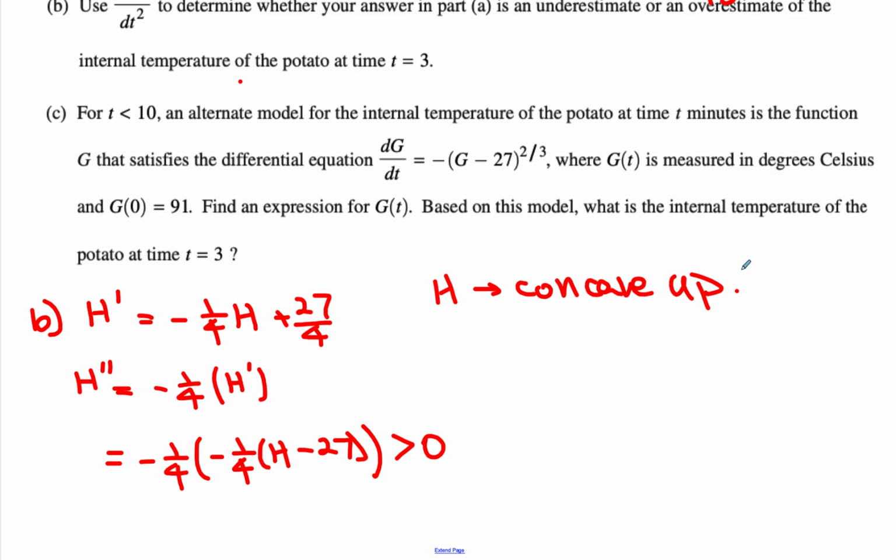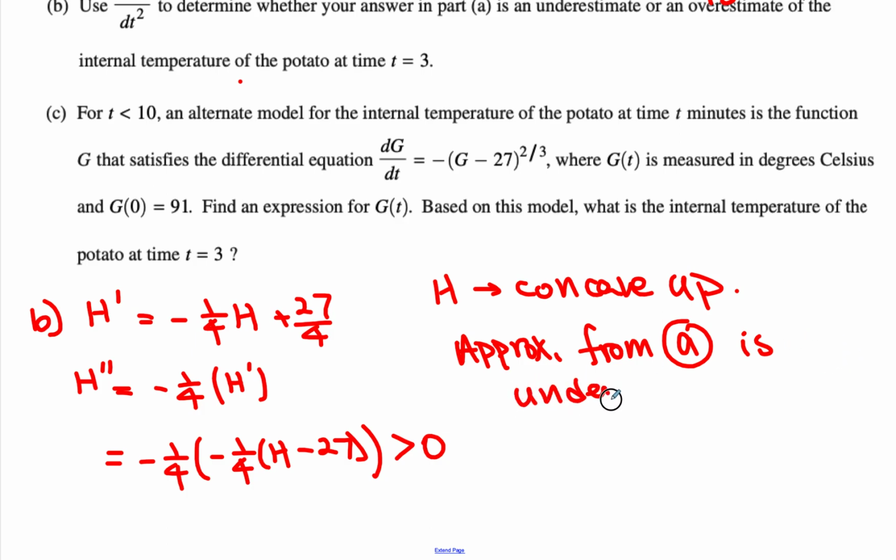Since h is concave up, we realize that the approximation from part A is an underestimation. Alright, that's what we can do. Let's look at part C.